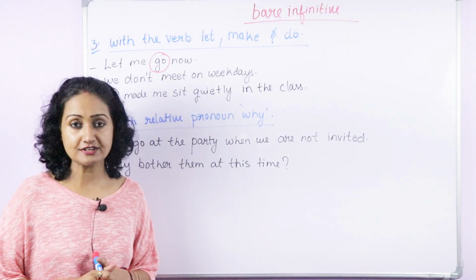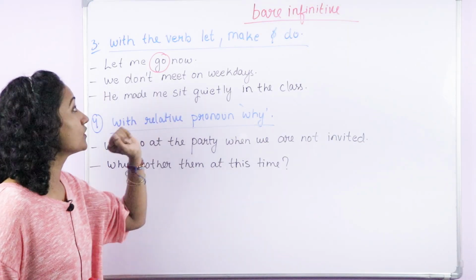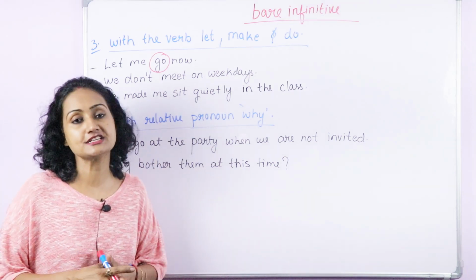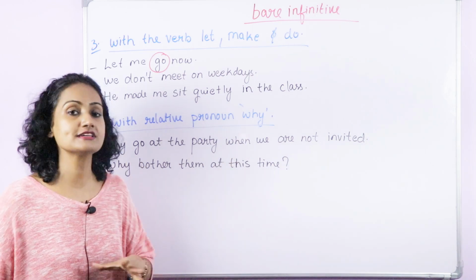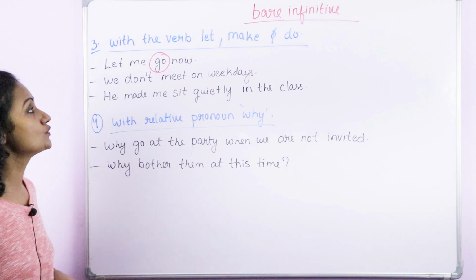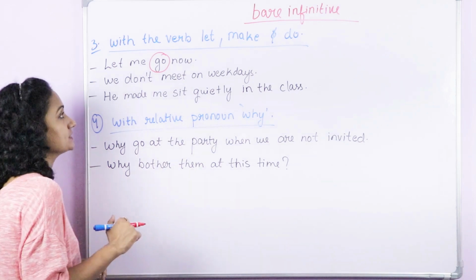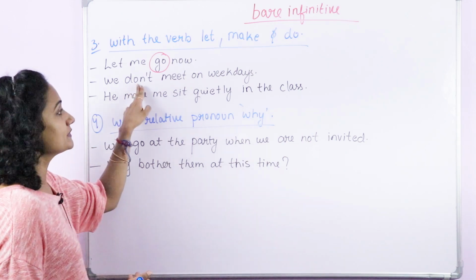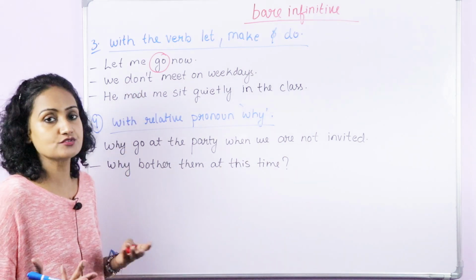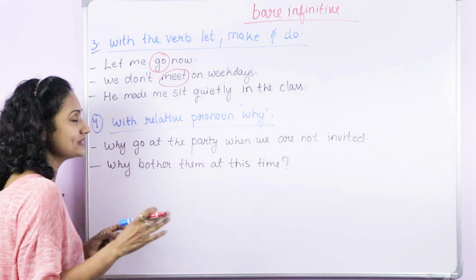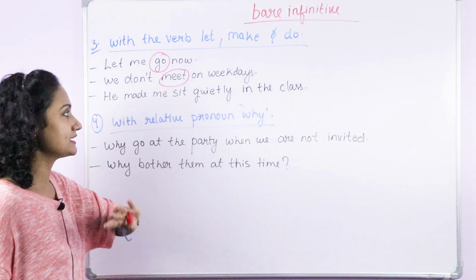Next we use bare infinitive with these three verbs: let, make and do. We cannot use a full infinitive with these three verbs. We always have to use bare infinitive. Okay, so let me go now. So go is a bare infinitive over here. We don't meet on weekdays. So here the verb is do. Negative form of do is don't. We don't meet on weekends or weekdays. Okay, so this is a bare infinitive.